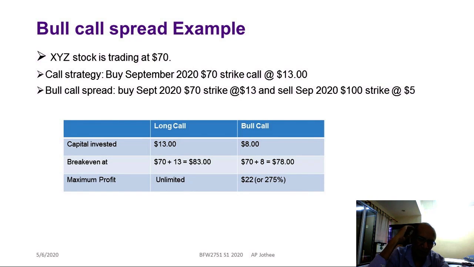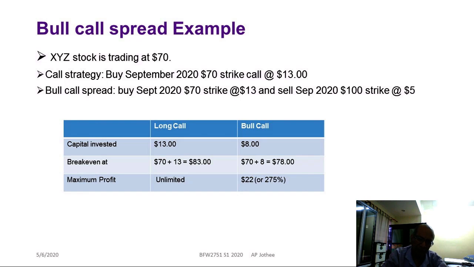So how will it work? Capital invested, of course, to buy the long call is $13. The bull call spread becomes $8. Why? If you're just buying the long call alone, then it is $13, and you bought it at a strike of $70. So the price ST has to go up by $13 to recover the premium. Then at $83 it is break even. So maximum profit is unlimited, of course. You're going to get very high profit if ST goes above $83.